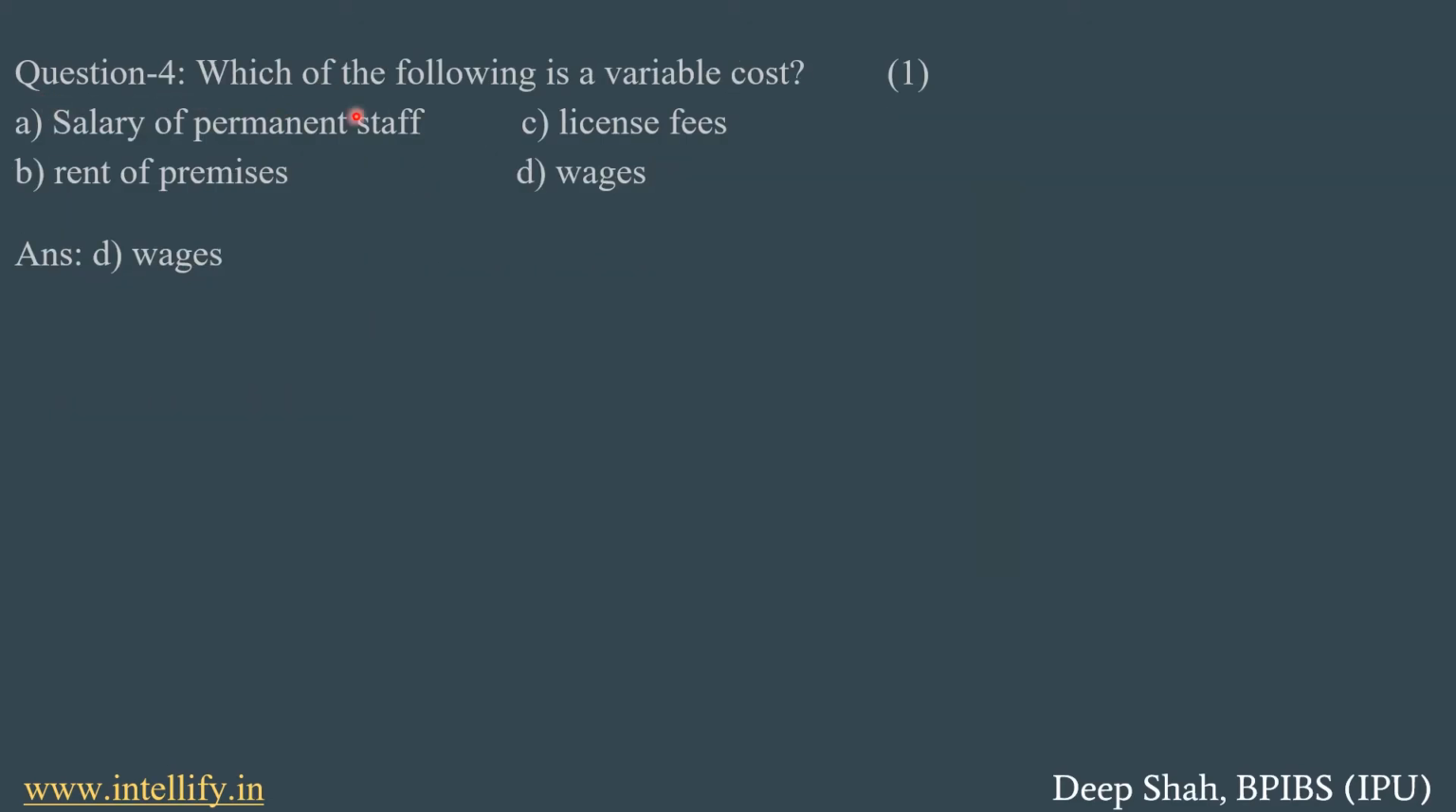Question 4. Which of the following is a variable cost? A. Salary of permanent staff. B. Rent of premises. C. License fees. D. Wages. The answer will be D. Wages because all the other three are fixed costs.